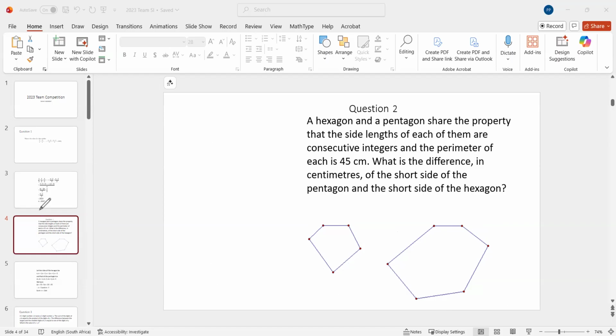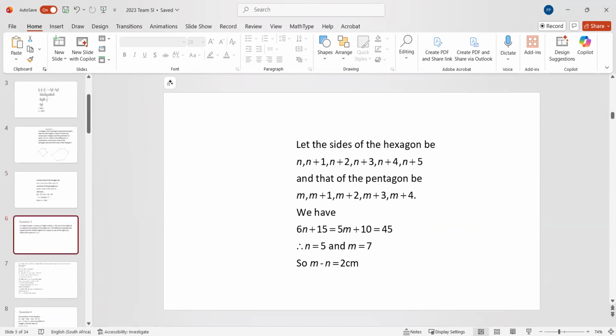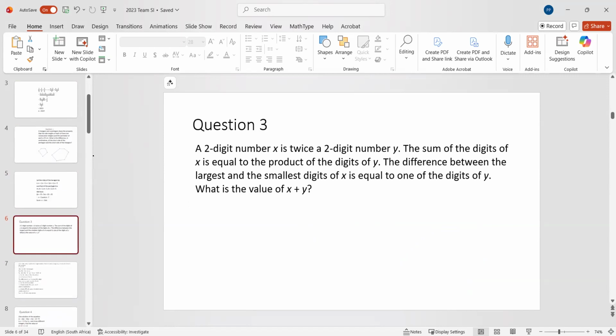Clear the drawings and get on to the next slide, which gives you the answer. Well, of course, you can see here the difference is 2 right at the bottom. I usually expose these solutions because you can freeze it and take your own time looking at it. All right. So let's get on to the next question, which is question 3.